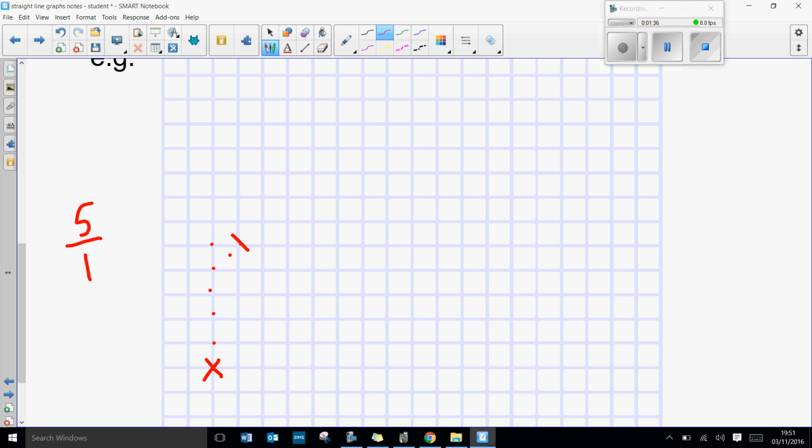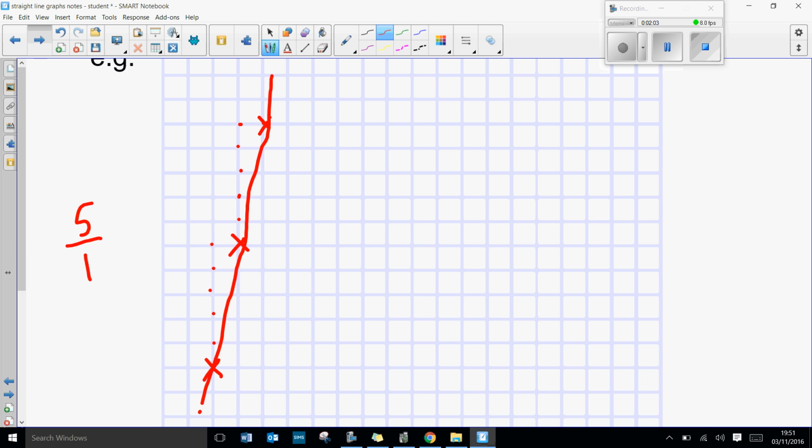There's my point. Now, we could just join those up with a ruler, but ideally we will have a third point to join it with. So, once again, 1, 2, 3, 4, 5, and run 1. As I said, we then take our ruler and we would join them up with a straight line. Obviously mine's not so straight.